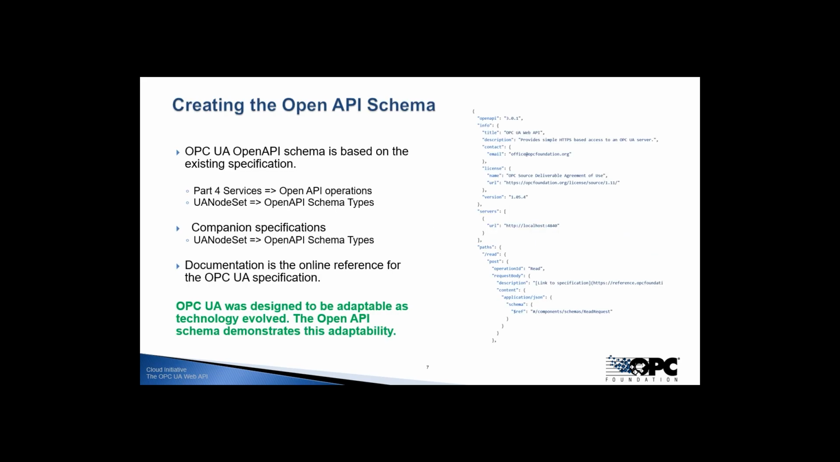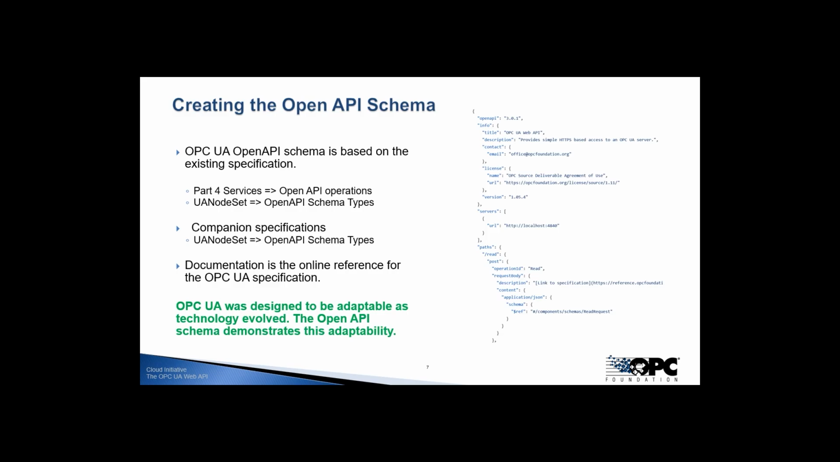Now, when we created the OpenAPI schema, we didn't start from scratch. What we did is we took all of the effort that we'd already invested in developing the OPC UA specification and simply created an automatic mapping from the existing Part 4 services to OpenAPI operations, as well as a mapping from all the various data types that are defined in the specification onto OpenAPI schema types. And we're also able to do the same for companion specifications.